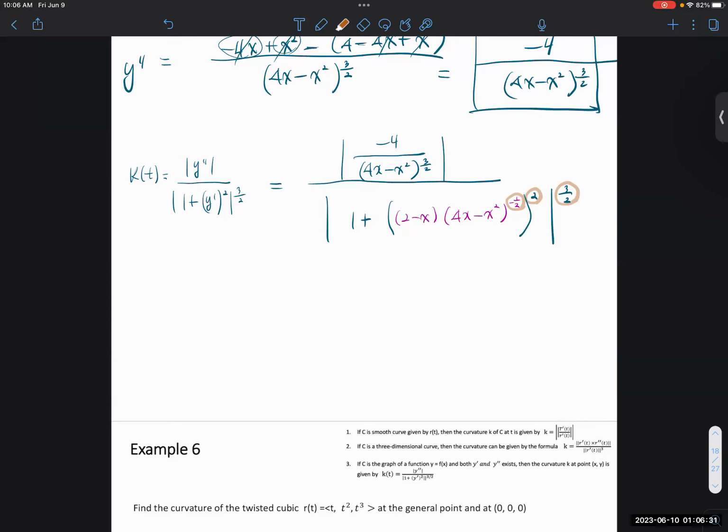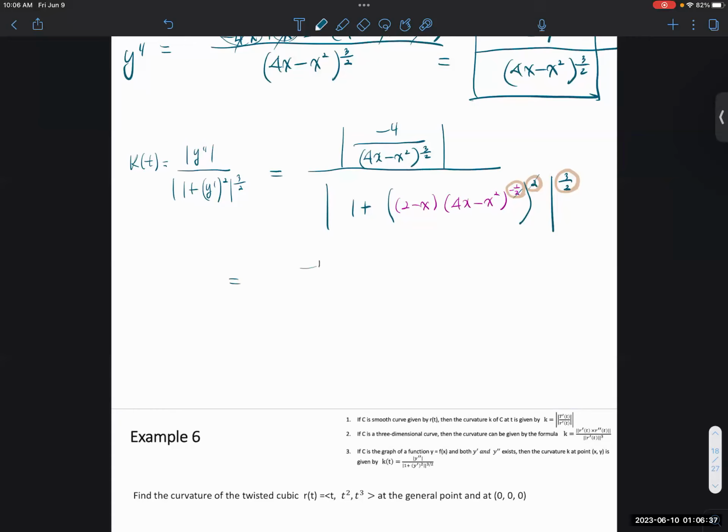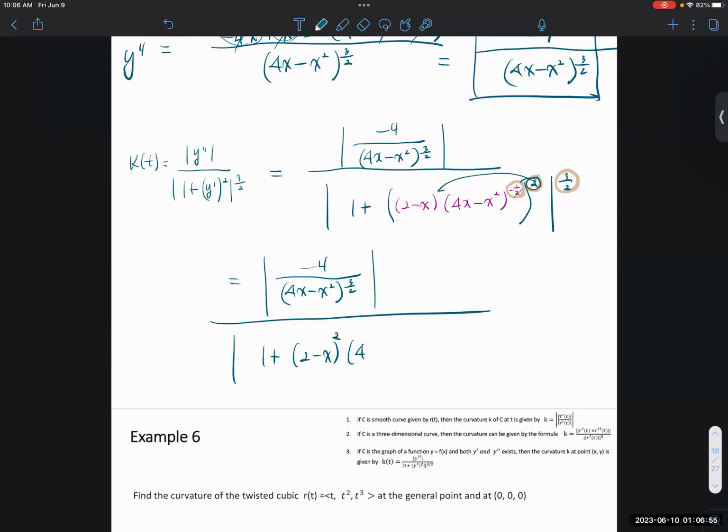Before that, you can cancel minus 2 and plus 2. So this is going to be the absolute value of minus 4 over (4x minus x squared) to the 3/2, over 1 plus (2 minus 4x, and then you multiply 2 here and here, so x minus x squared, we have a minus 1) squared, to the 3/2. So now you can plug this very ugly expression into a calculator in decimal. You're going to enter 1 divided by that. As much as you simplify, you should get about 1/2.